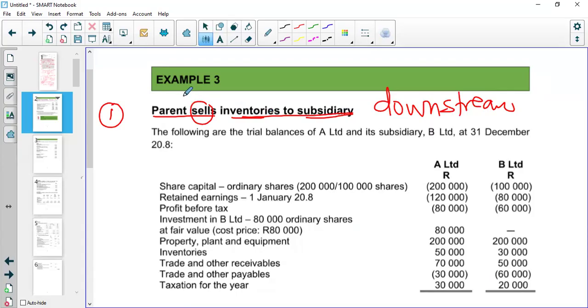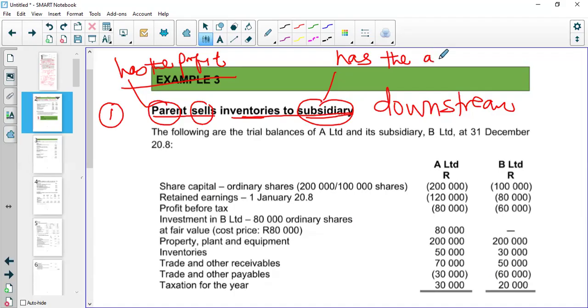Who makes the profit? The parent has the profit. Right. The seller has the profit. And the subsidiary here is the buyer. The subsidiary, the buyer, has the asset. All right. So the seller has the profit. The buyer has the asset.